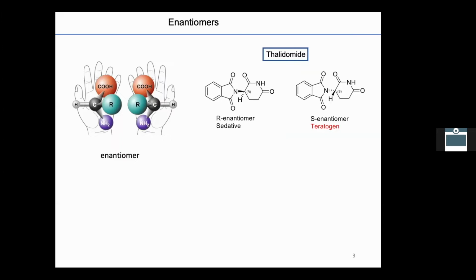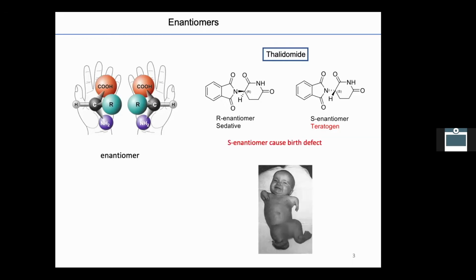Now let's go back to the example. This molecule was developed in the 1950s by a German company for the treatment of morning sickness, cold, and flu for pregnant women. It was later found out that the R enantiomer has only the beneficial properties and the opposite enantiomer, the S enantiomer, was toxic. Because of this, more than 10,000 babies were born between the 1950s and 60s with severe birth defects, and many of them died within a few years. So this highlights why you have to make only one enantiomer.